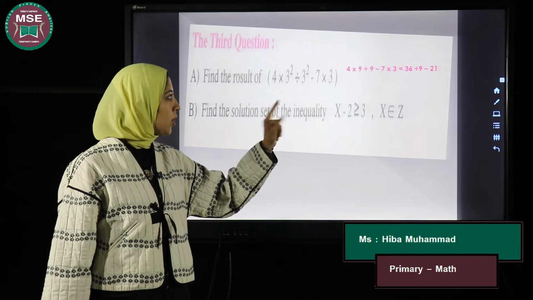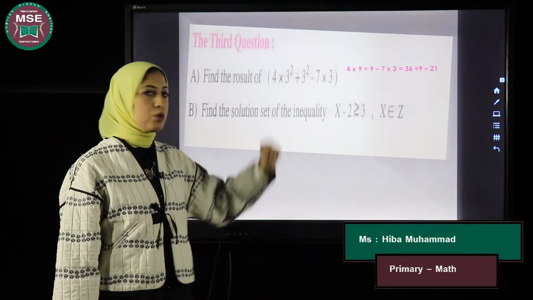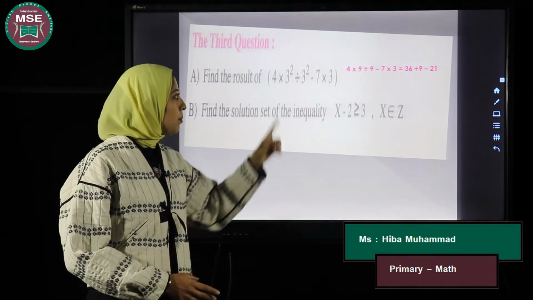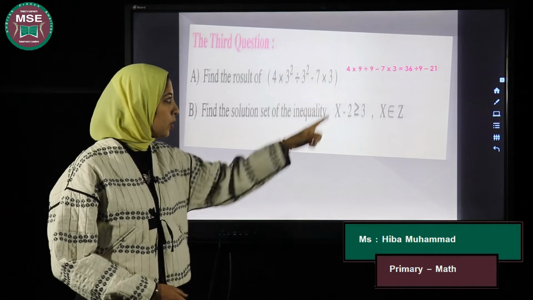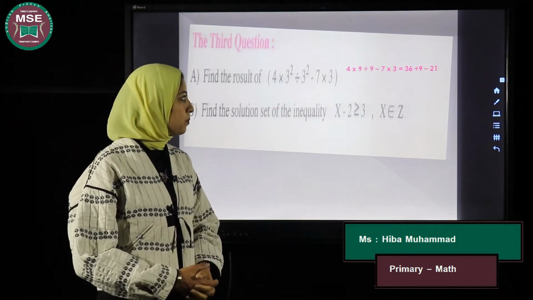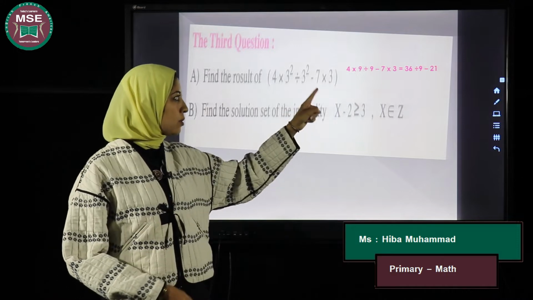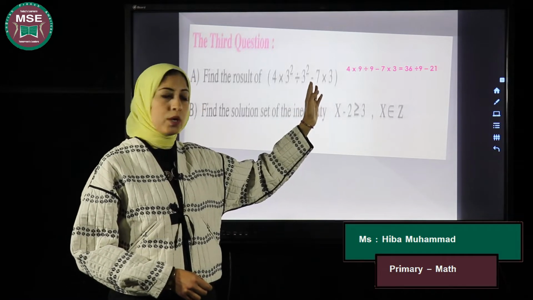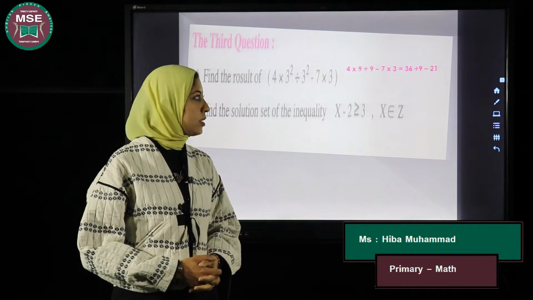4 times 9, then divided 3 to the power of 2. 3 to the power of 2 also equals 9. Minus 7 times 3. I wrote the new equation after solving the power. Then first I will start 4 times 9. I will start from the left side. Solve the first one. 4 times 9 equals 36.